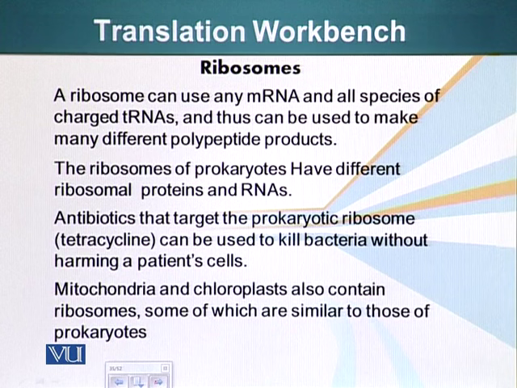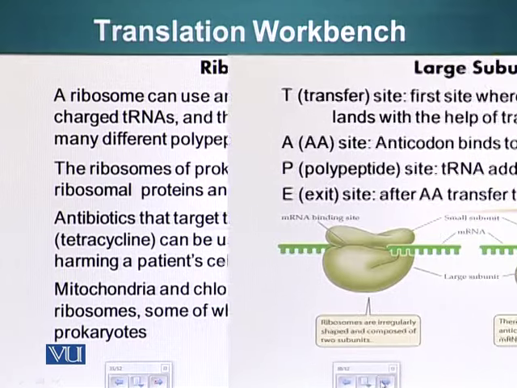Mitochondria and chloroplasts, I have mentioned this fact before too, also contain ribosomes, and these ribosomes are similar to the bacterial ribosomes rather than the eukaryotic ribosomes of the cells in which they live.